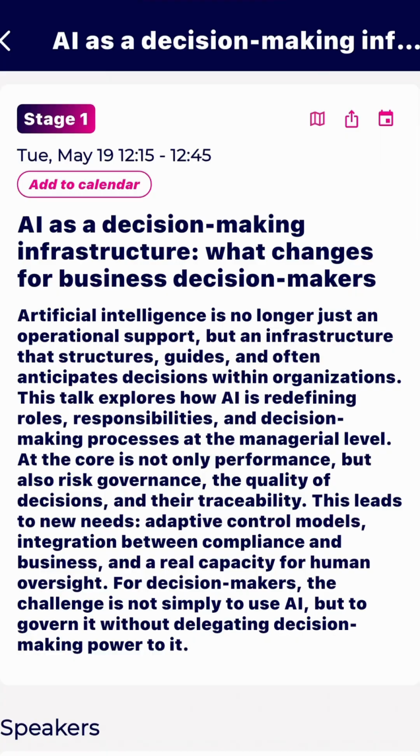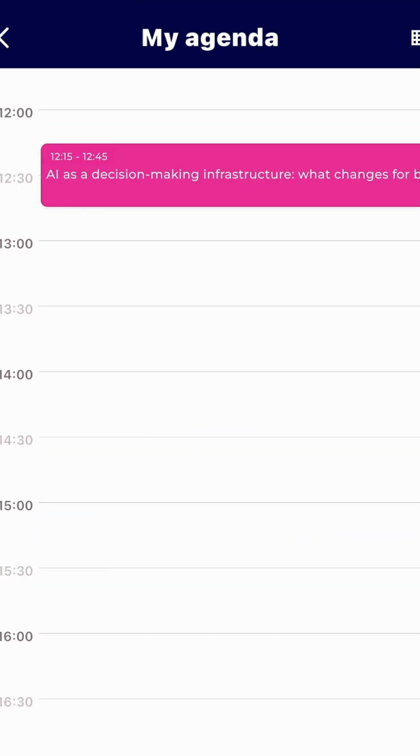Click on the small calendar icon next to the speech you are interested in, and when the booking is confirmed, the icon will turn into a calendar with a checkmark, and the speech will be added automatically to the My Agenda section of the app. Our advice: study the program in advance and book all the events you are interested in, so you don't miss any important appointments.